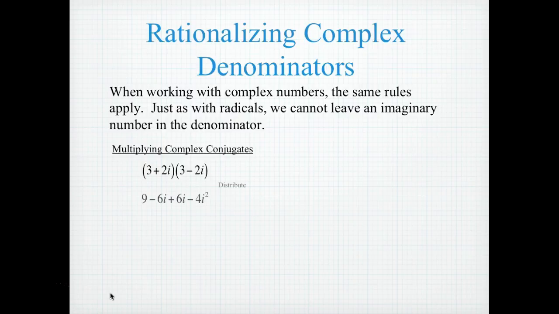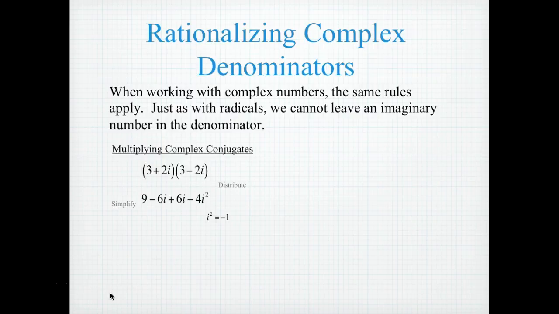Now when we distribute, we end up with 9 minus 6i plus 6i minus 4i to the second. And when we simplify, we see what we want to: a negative 6i and the positive 6i are going to add to 0. They're going to cancel each other out. And furthermore, we have negative 4i squared. And remember from a previous lesson, i to the second power is equal to negative 1.